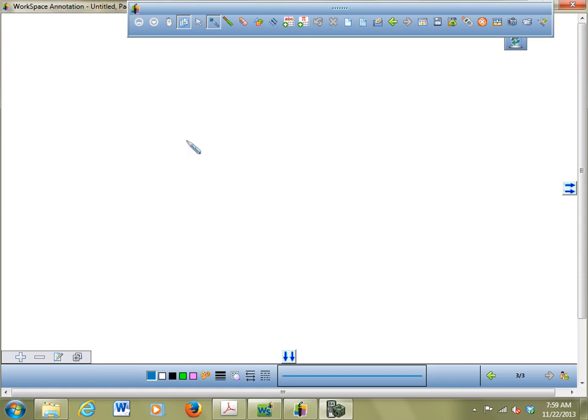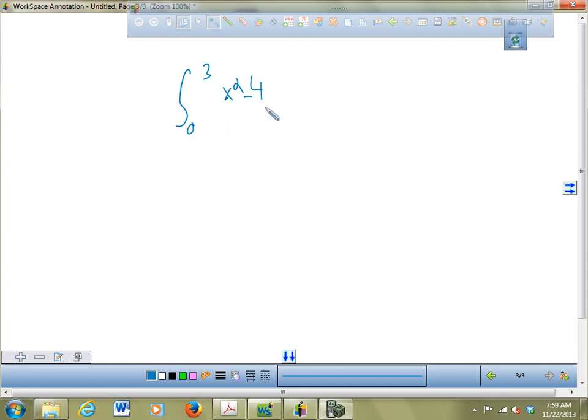So what if I have an integral like this, 0 to 3 of x squared minus 4 over x dx. Whoops, I messed up x minus 2 on the button.